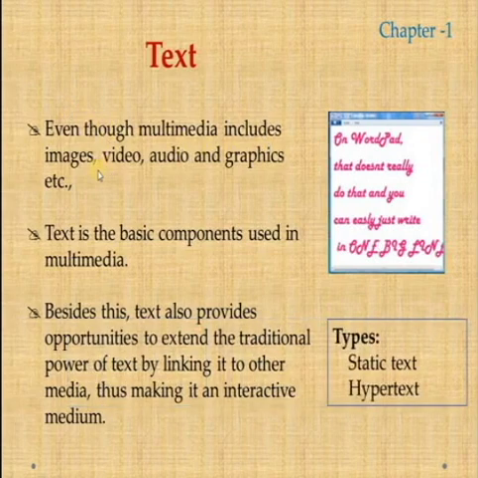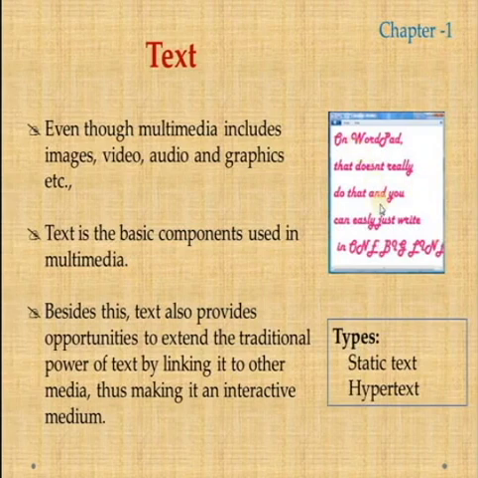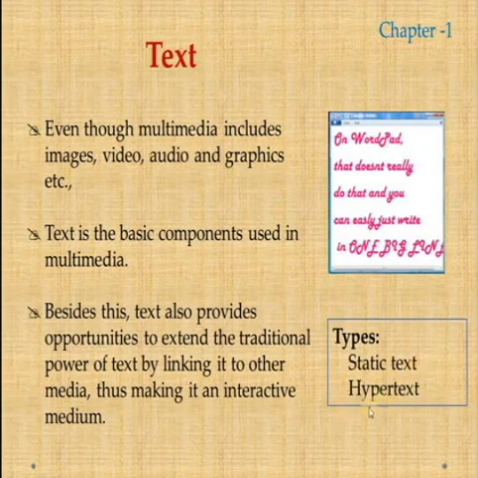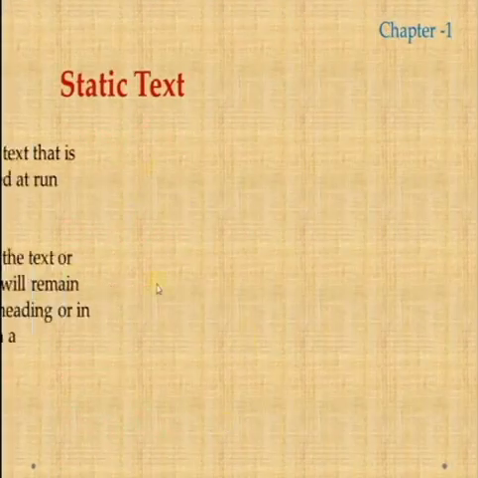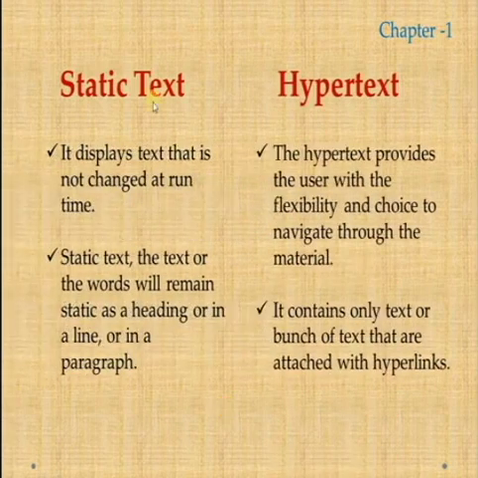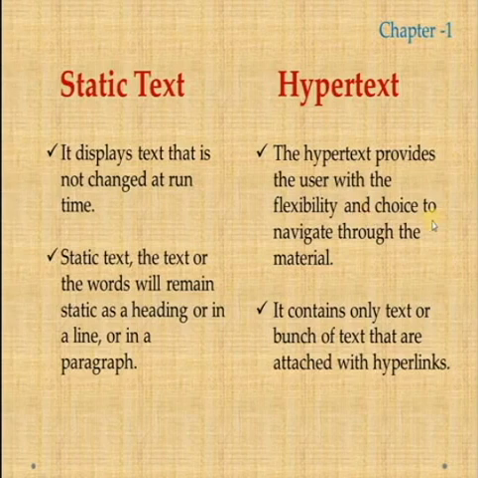Even though multimedia includes image, video, audio, graphics, etc., text is the basic component used in multimedia. It's a powerful tool also. Regarding multimedia, the text has two types. One is static text, another one is hypertext. So what is the difference between the two? Static text displays the text that is not changed at runtime. Hypertext provides the user with the flexibility and choice to navigate through the material.